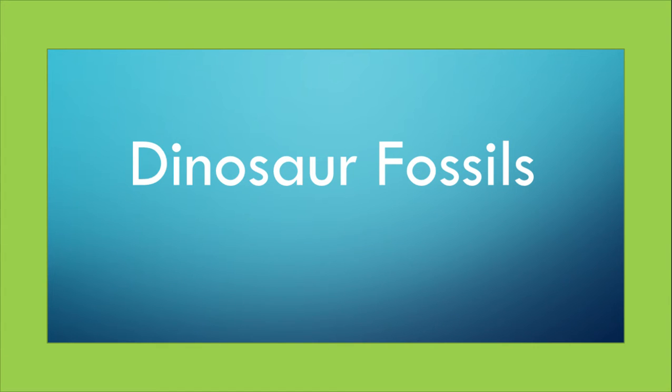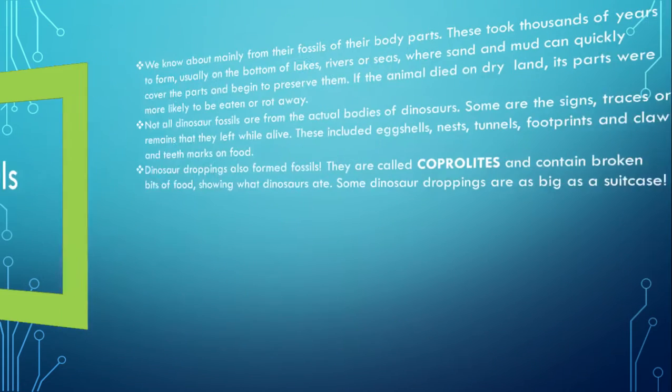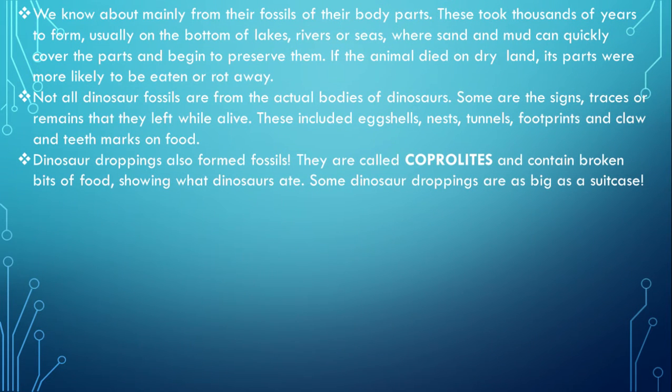Next we are going to talk about the dinosaur fossils. We know about dinosaurs mainly from the fossils of their body parts. These took thousands of years to form, usually on the bottom of lakes, rivers, or seas where sand and mud can quickly cover the parts and begin to preserve them. If the animal died on dry land, its parts were more likely to be eaten or rot away.